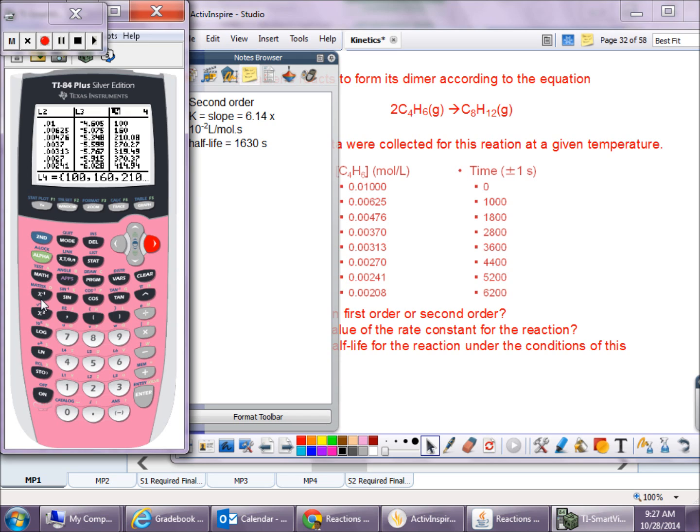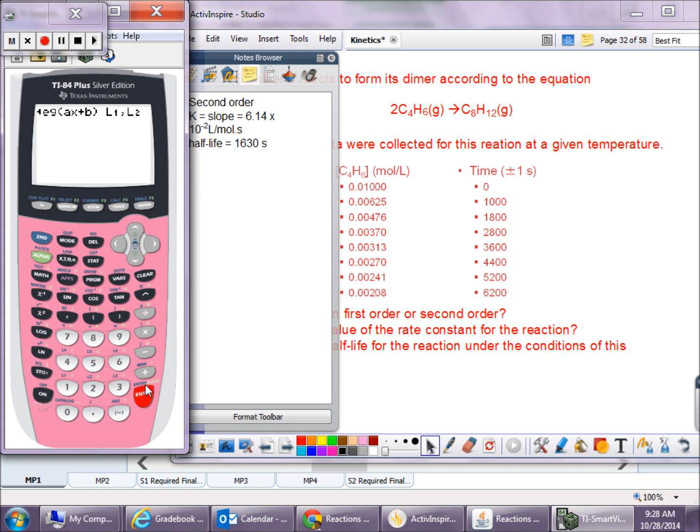Okay, so let's do calc. Everybody go to start, go to calc, go to number 4, and then we are going to plug our L1 and L2, L1, L2, enter. We check our R, the linear correlation coefficient, it is 0.90. Do second, enter.